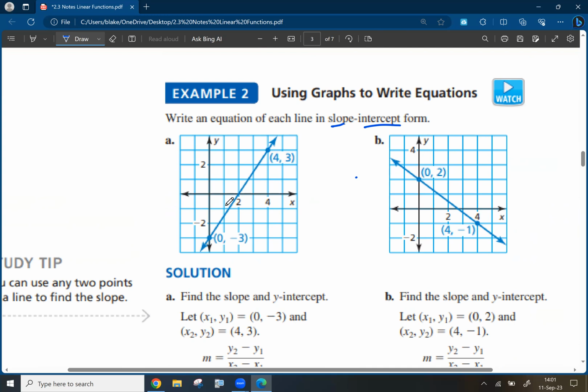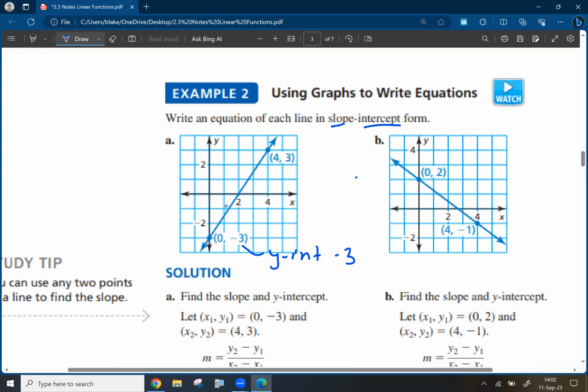So if you look at graph A, we can see the y-intercept is at, look at the y-axis, -3, right? You can see on the y-axis, it crosses at -1, -2, -3. You can see that from the point as well, that it crosses at -3. So you can see the y-intercept here is at -3. But then the hard part, the slope.